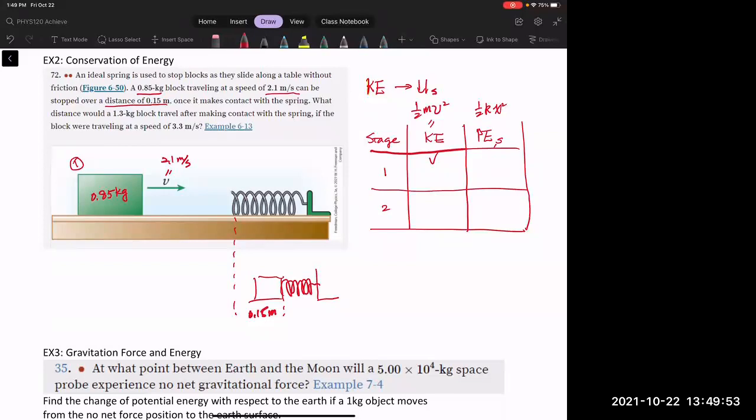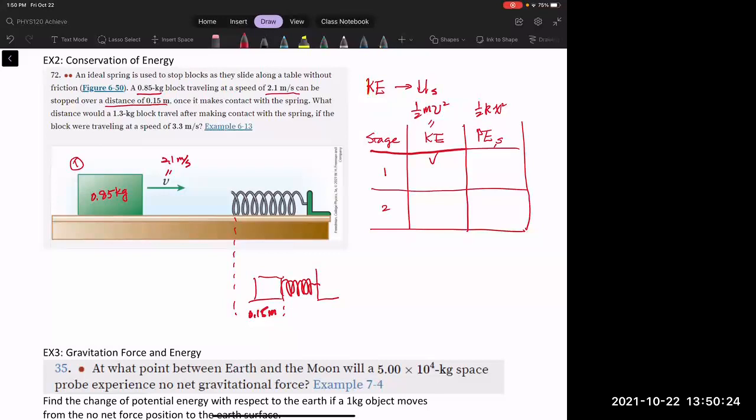Okay, and you look back to the problem, they told you, well, 0.85 block traveling with the speed 2.1 stopped over a distance of 0.15. So the x, the longest distance, is 0.15 meter. And then, so what does the stage two situation look like?